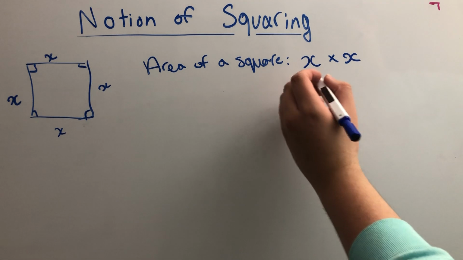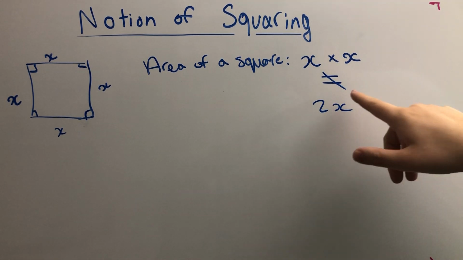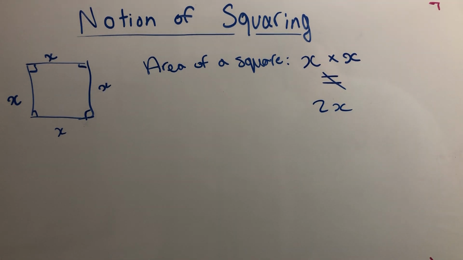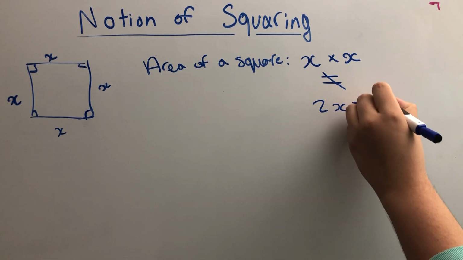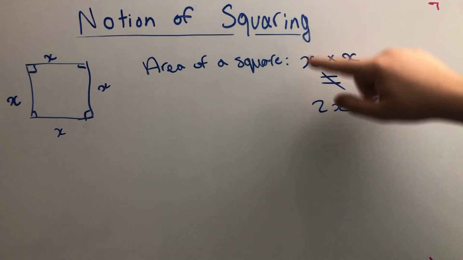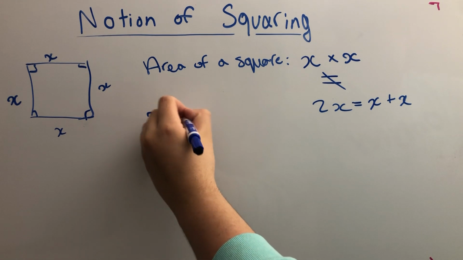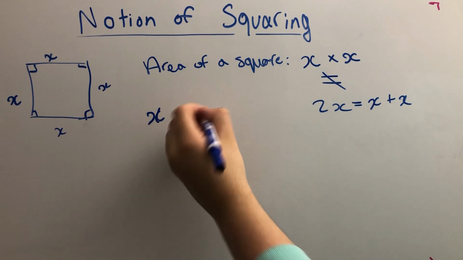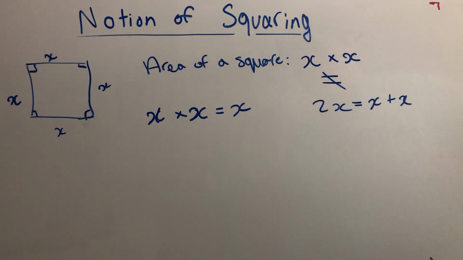And remember, x times x is different than 2x, because that is x plus x, not x times x. So an easier way to write x times x is to write x with a little 2 on top, like so. And this is read x squared.